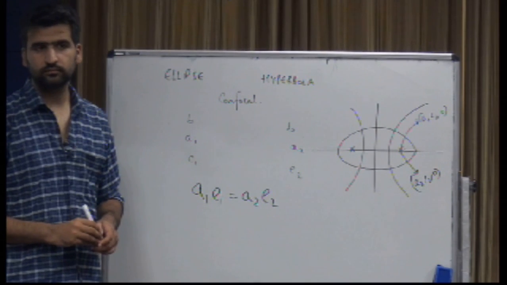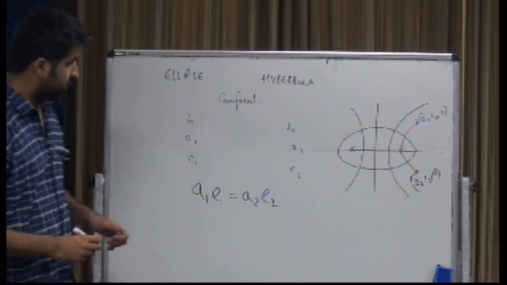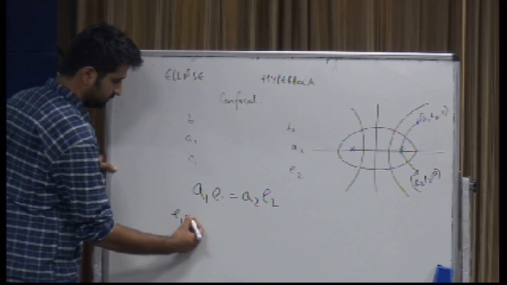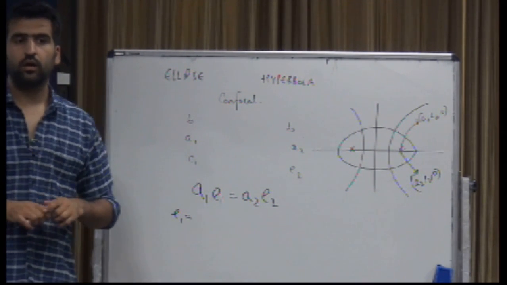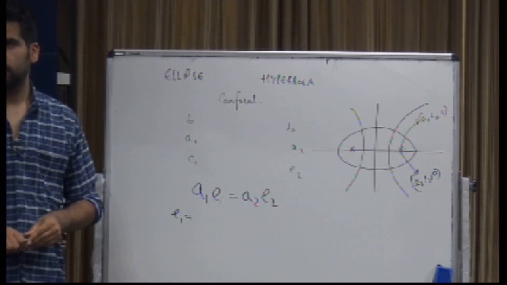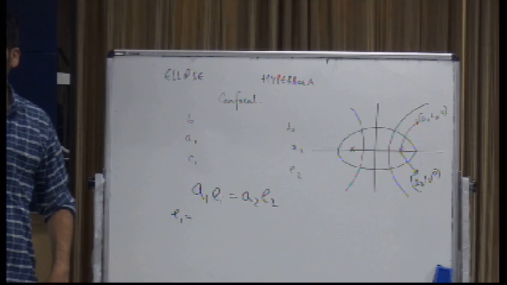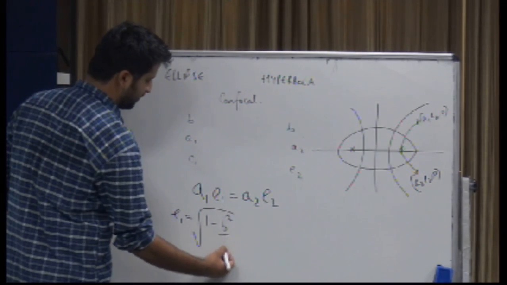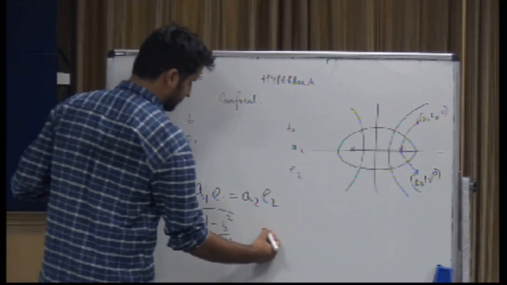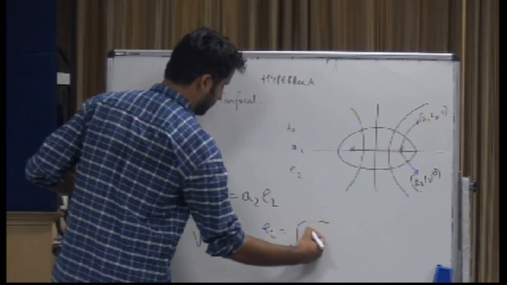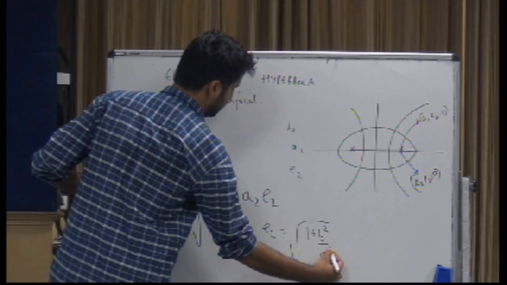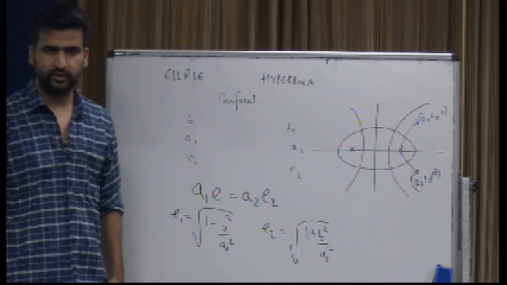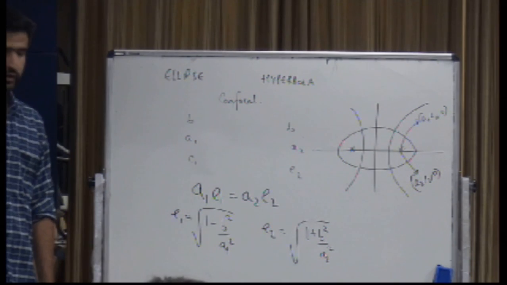Yes? We have a relation for eccentricities of both. Yeah, what is the value of E1? Ellipse. So in the case of ellipse, the eccentricity is square root of 1 minus b square upon a square. So this is 1 minus b square upon a1 square, right? And this will be e2 is equal to square root of 1 plus b square upon a2 square, right? So now you need to define a relationship between e1 and e2. Can you try now? Do it.